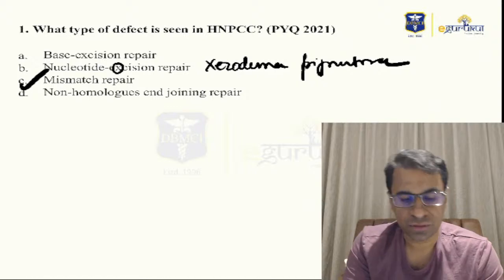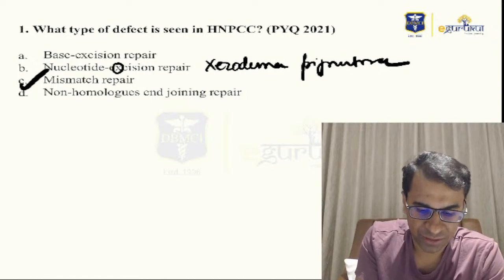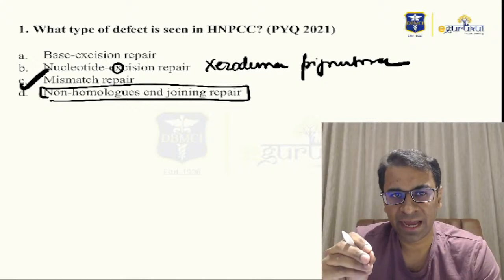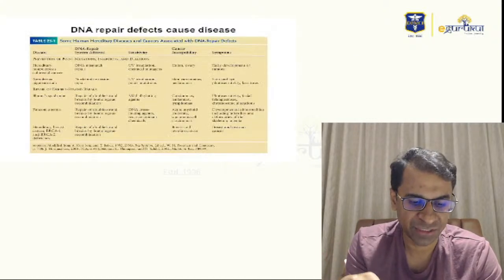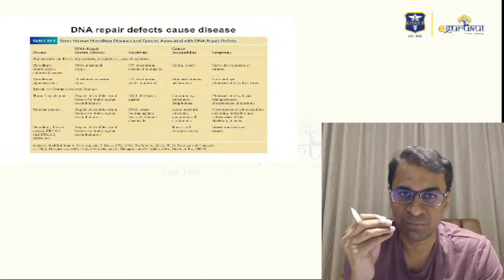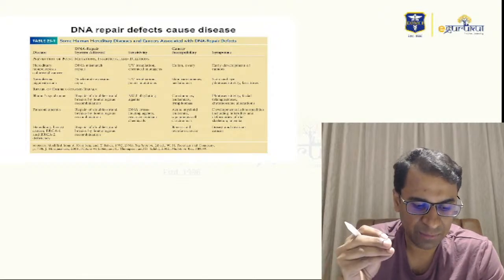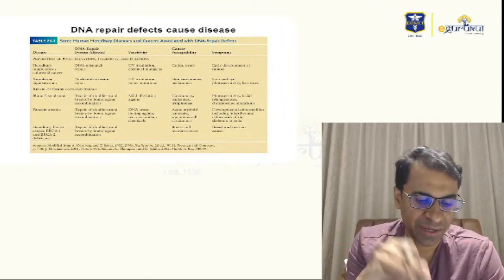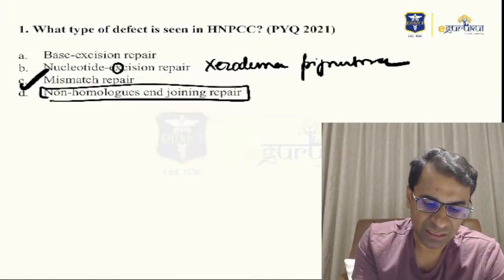Now, this non-homologous end joining repair, this again is very important. And can you tell me which tumors actually are caused by the non-homologous end joining repair? The answer is Bloom syndrome, Fanconi's anemia, and also BRCA1 and BRCA2 mutated breast carcinoma.